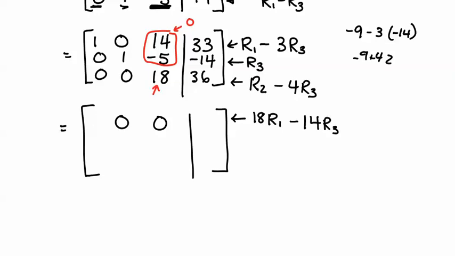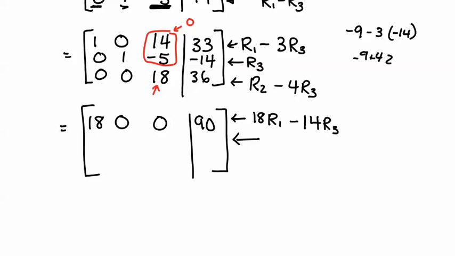Oh no, wait. This one will change actually because we're doing 18 times row 1. So 18 times 1 is 18 minus nothing. So this is going to become an 18. Okay, so that's unfortunate, but we'll fix it at the end. So 18. So then 33 times 18 minus 14 times 36 is 90.